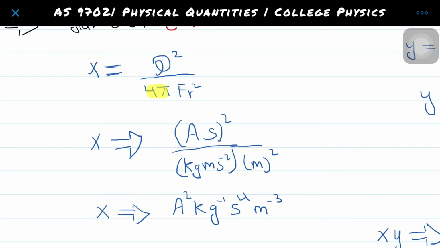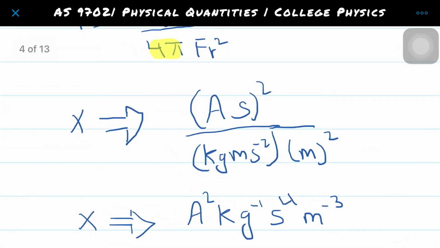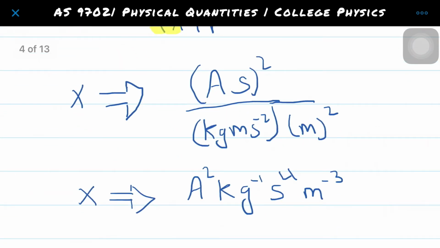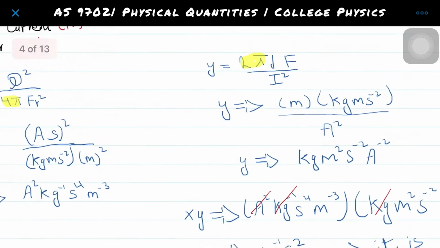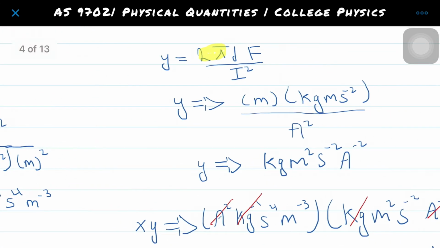So instead of q square, we'll write A square. Instead of F, we'll write kg m s^-2. And instead of r square, we'll write m square, meter square. So after doing the right math, we'll come to the conclusion that x is equal to A^2 kg^-1 s^4 m^-3.